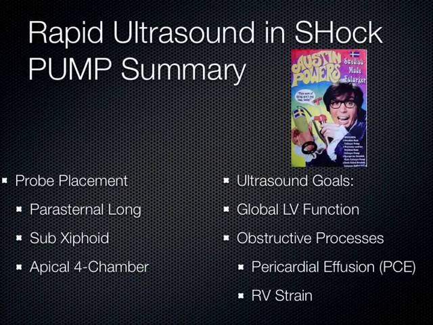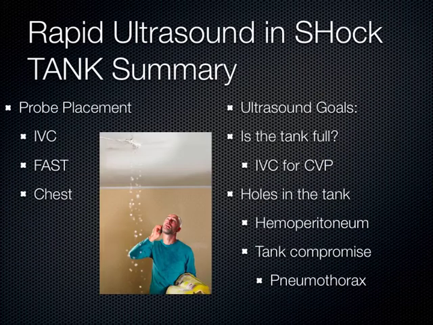So, in summary, with the pump, it's all about the probe placement. We talked about the 3 views of the heart and what we're looking for: global LV function, whether there's some type of obstructive process like a pericardial effusion or RV strain. And with the tank, what we're looking for here is the IVC as a non-invasive measure of CVP. We're looking for, in other words, is the tank full? And then finally, we're looking if there's any holes in the tank, like with the FAST exam, and if there's a pneumothorax resulting in a compromise of our tank.